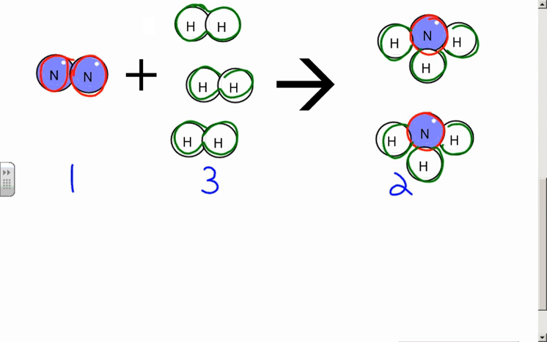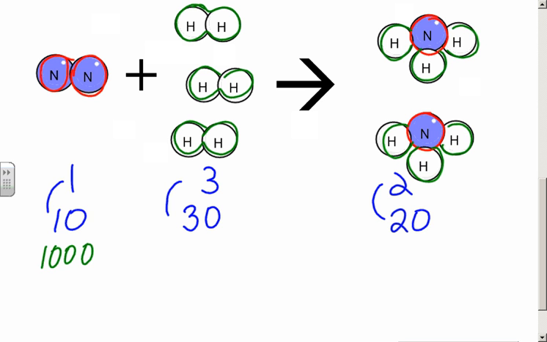What I find is that I can also express this ratio in larger amounts. For example, if I had 10 molecules of nitrogen, I would need 30 molecules of hydrogen in order to give me 20 molecules of ammonia. Notice right there, I multiplied each of the factors by 10, and the ratio stays constant between them. Likewise, I could go even bigger. I could go with thousands. I could have 1,000 molecules of nitrogen, and that would take 3,000 molecules of hydrogen. When they react, that would give me 2,000 molecules of ammonia.